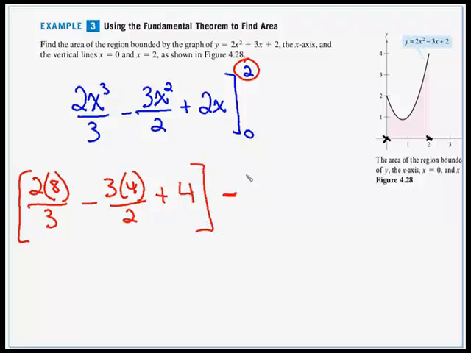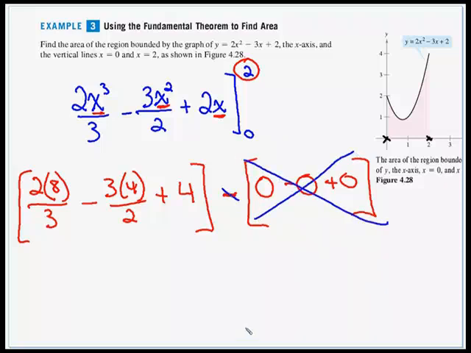And then we subtract the lower limit run through the function. And this is going to be nice and easy because our lower limit is 0, and every term has an x. So we would have 0 minus 0 plus 0, which of course is going to be meaningless. That's just going to sort of drop right off. So here in the first set of brackets we have 2 times 8, that is 16 divided by 3. And then minus 3 times 4 is 12, 12 divided by 2 is 6, and a plus 4.